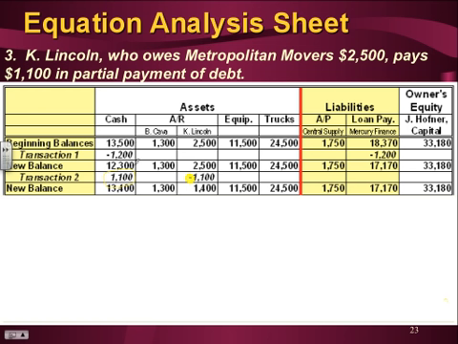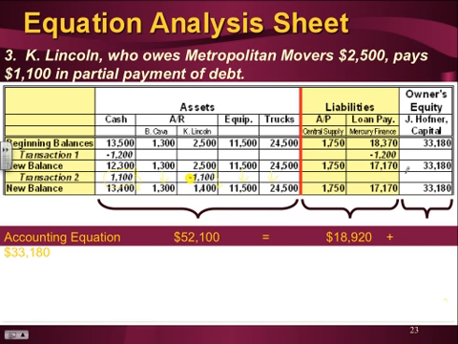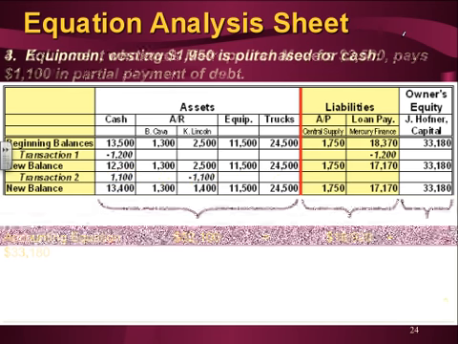Okay, $12,300 plus $1,100 equals $13,400. Nothing changes here. $2,500 minus $1,100 equals $1,400. Nothing changes here. Nothing changes here, and so on. So our fundamental accounting equation, if you add them all up, still balances. And we've affected 2 accounts or more. Always remember, you have to affect 2 accounts or more.